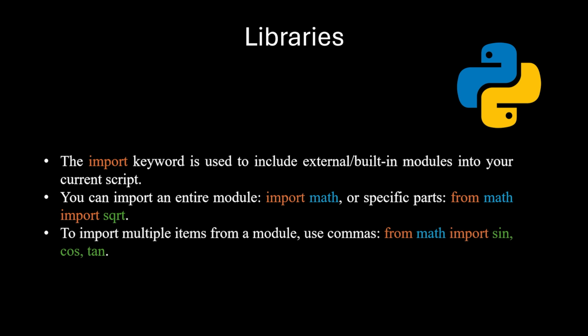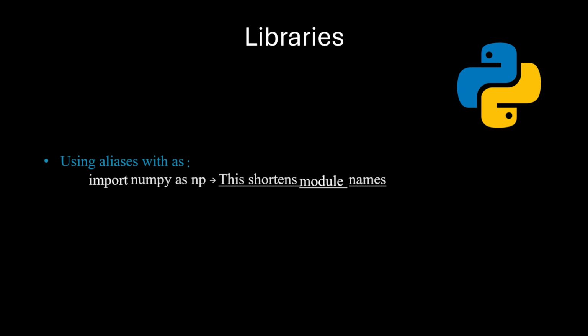For cases where multiple items are needed, you can import them by separating them with commas, such as from math import sin, cos, and tan, giving you access to trigonometric functions in one line. The import keyword offers versatile ways to integrate libraries into your script, enhancing code efficiency and readability through techniques like aliasing, bulk imports, or importing entire module contents. Using the as keyword, you can create aliases to shorten module names, such as import numpy as np, which allows you to reference the extensive numpy library with a concise, user-friendly prefix, making your code cleaner and faster to write.